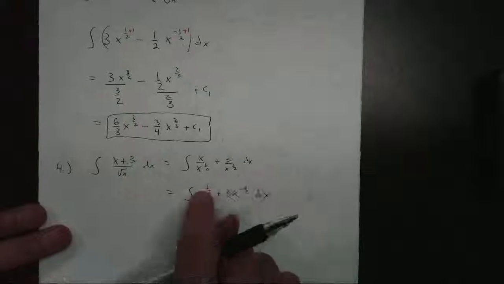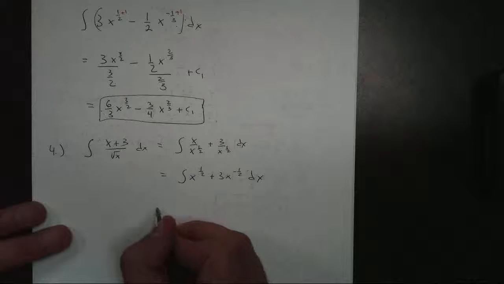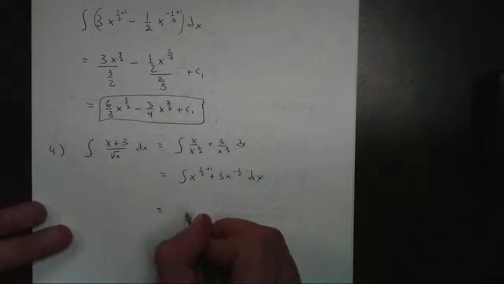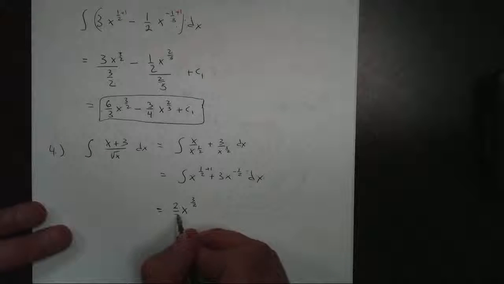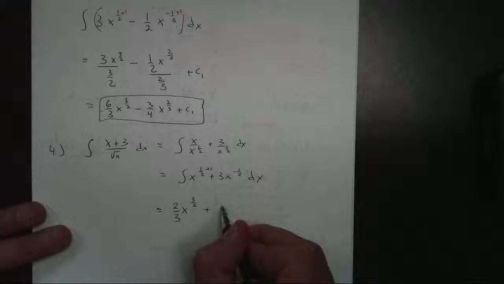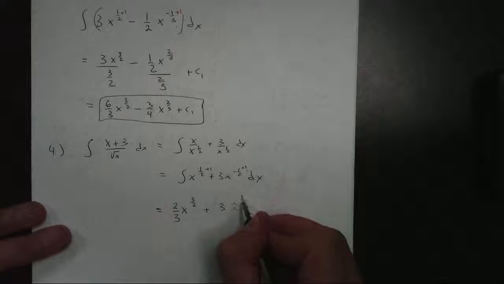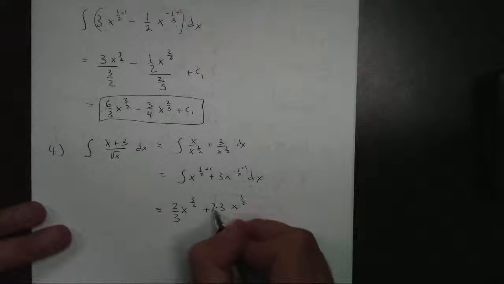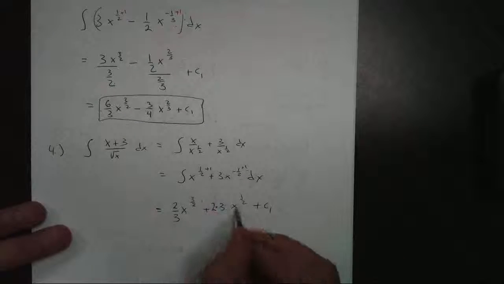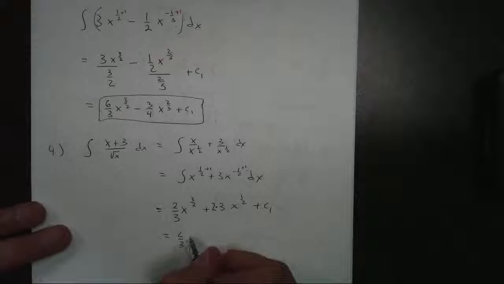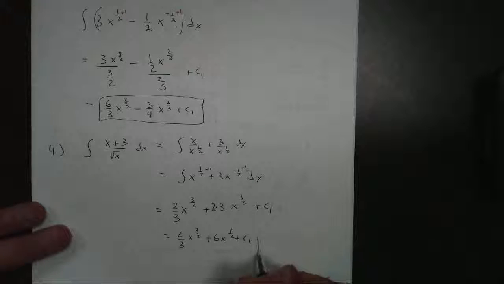Now I need that dx there because it's telling me it's still a derivative. When I take the antiderivative, add 1. I get x to the 3/2. Now a quick way to do it, instead of saying over 3/2, I can just invert, multiply, and go 2/3. Plus, now this becomes 3x, and if I add 1 here, 1/2, so I'm really multiplying this by 2, instead of doing it over 1/2, plus my constant. And we'll rewrite this 2/3 x to the 3/2 plus 6 x to the 1/2 plus C1.